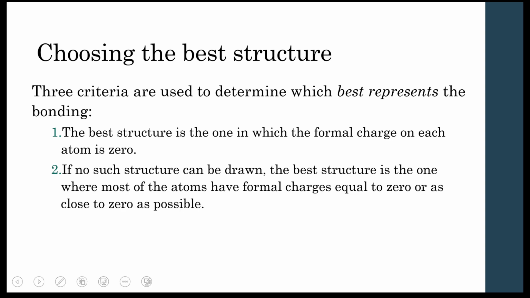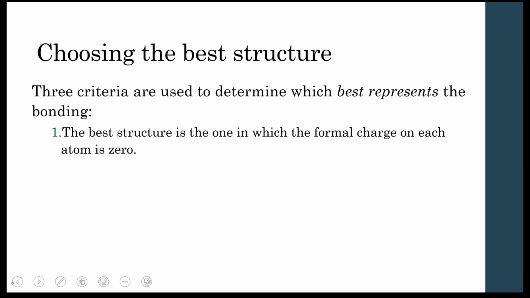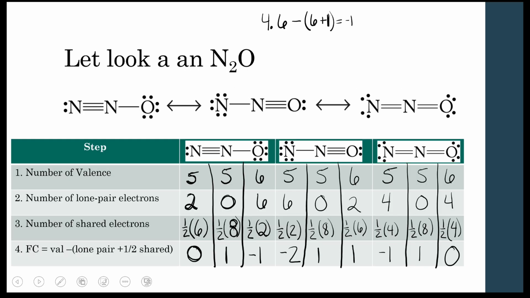If no such structure can be drawn, the best structure is the one where most of the atoms have a formal charge that equals 0 or as close to 0 as possible. So looking at our example, I see that this first structure and this last structure have zeros in them. So right away, I can probably get rid of this middle structure. It is probably not the best. Number one, there's no zeros in the formal charge. And number two, it's got a 2 in there. It's got the biggest number. So middle structure, definitely not the most stable.